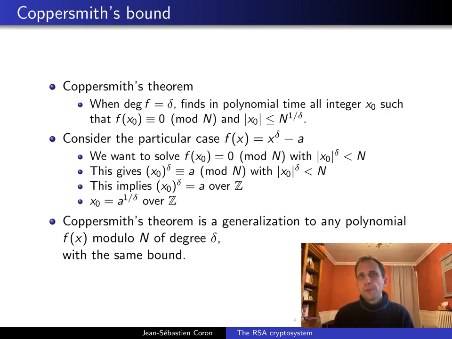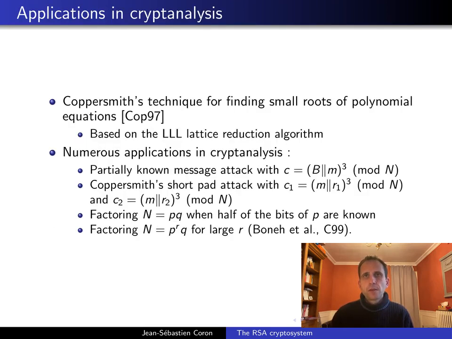And now we can view Coppersmith's theorem as a generalization of this technique to any polynomial f of x modulo n of degree delta, and with the same bound. I'm going to explain how this works. But first, let me mention all the applications in cryptanalysis. As I said, this Coppersmith technique finds all the small roots of polynomial equations efficiently. And we will see that this is based on the LLL lattice reduction algorithm. And so it has many applications in cryptanalysis that I'm going to describe in the next slides.